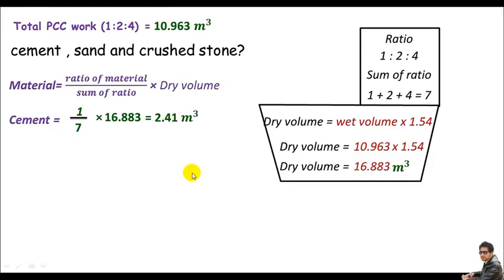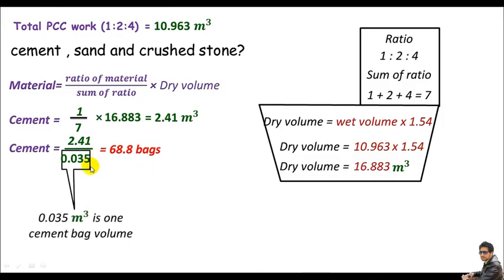But the cement is in volume. I need to convert it into bags. So I'll divide this volume by 0.035, which gives 68.8 bags. Why 0.035? Because 0.035 cubic meter is one cement bag volume here in Pakistan. I don't know about all countries. If your country's bag volume is a little different, no problem, you can use your country's bag volume in this equation.